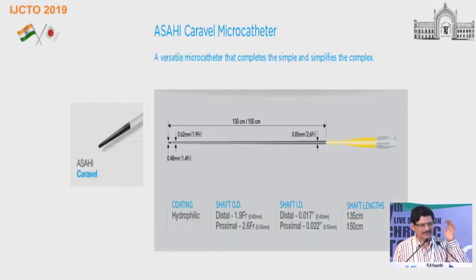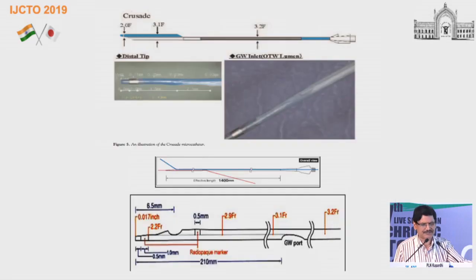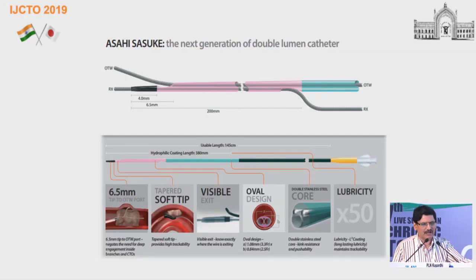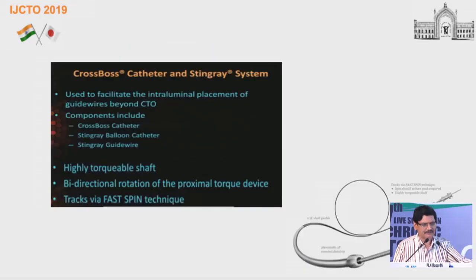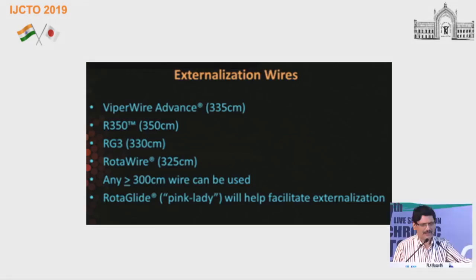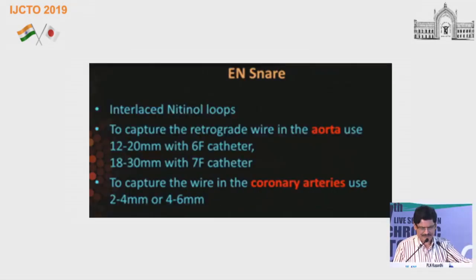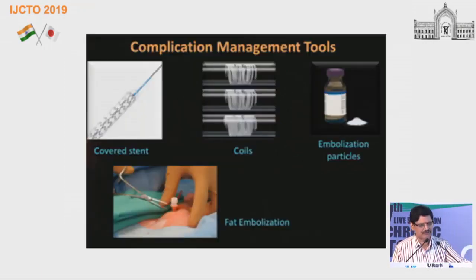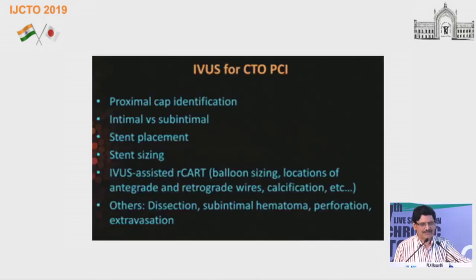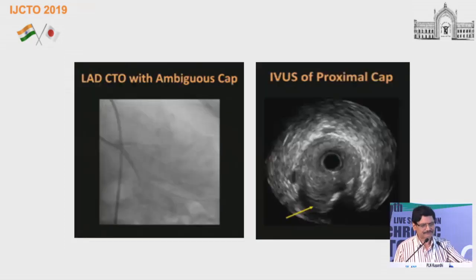The operator should have knowledge of this CTO cart regarding the wires, microcatheters and hardware. And this is important, especially the snares. We should have complication management hardware also, such as covered stents, coils, embolization particles and fat embolization. And imaging is mandatory, especially when you are building up CTO programs, for successful outcomes.